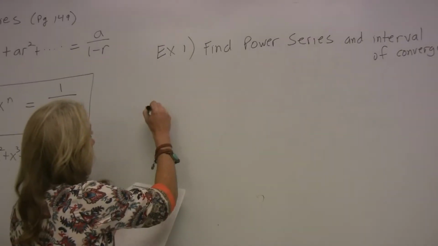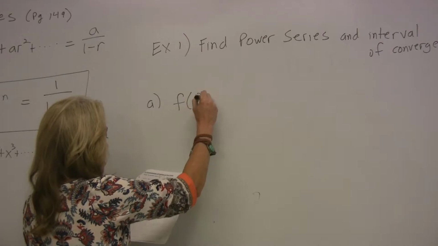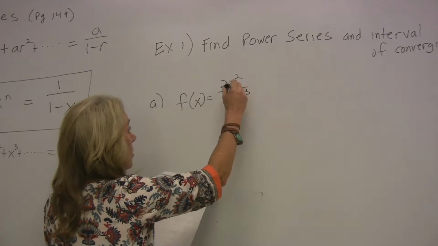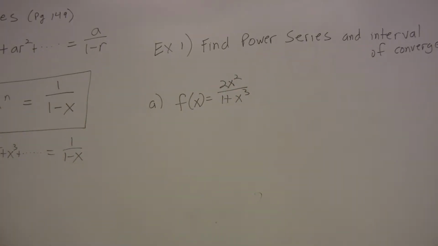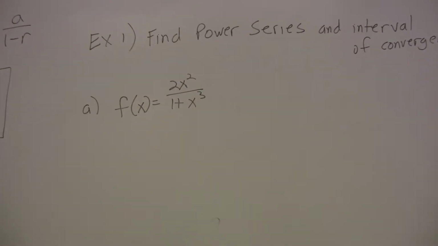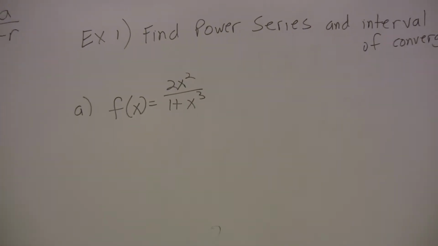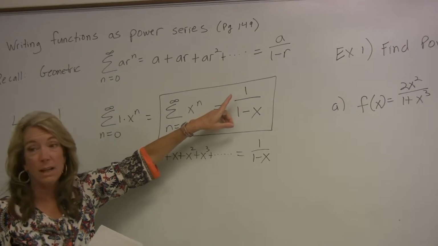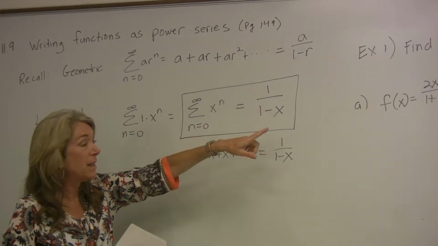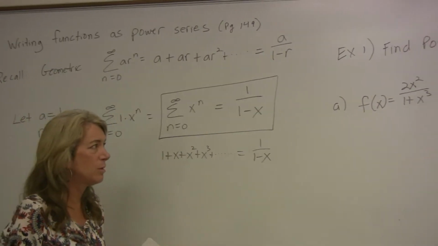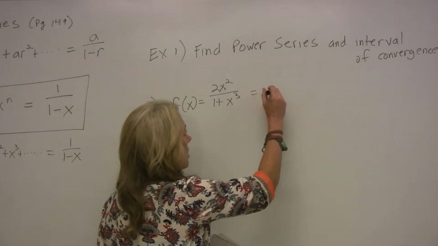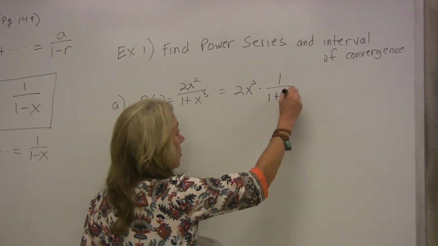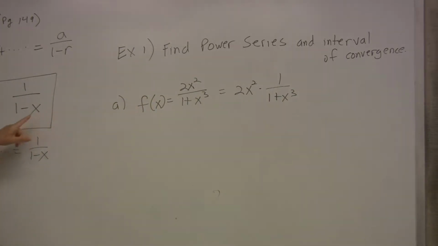So I'm going to start with A. The function is 2x squared over 1 plus x cubed. So the goal is to take that function and turn it into a series, where all we know is that if it looks like this, this is how we turn it into a series. Well, this one has a 1 on the top. Mine doesn't. So I'm going to do some algebra manipulation to make that work. This is 2x squared times 1 over 1 plus x cubed. All right, I'm breaking this one up to try to make it look like this.